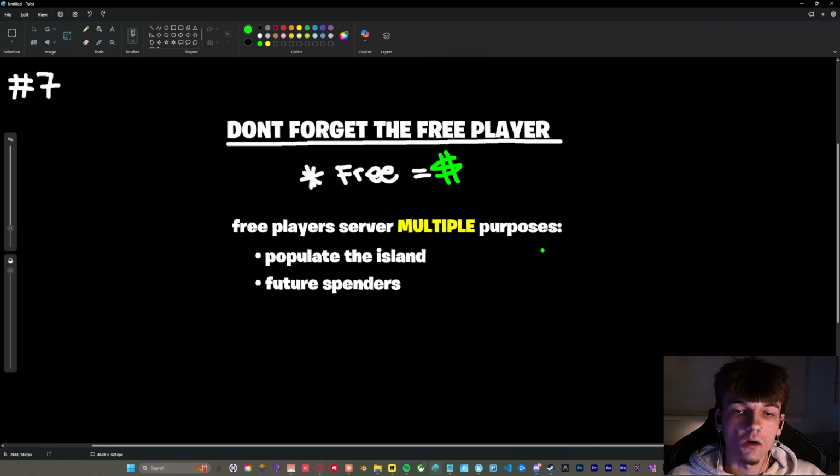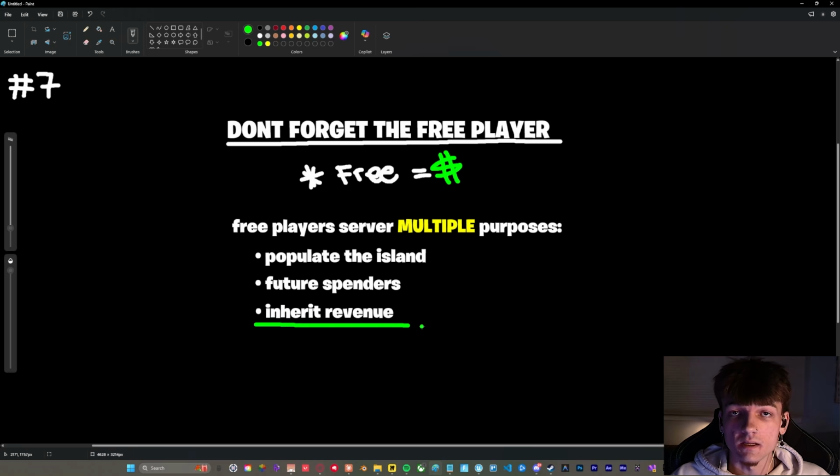They also are future spenders. Like I already mentioned, any free player has the potential to buy an item at any point. It really just depends on how you market it to them and if they have enough investment into the map to where it feels like a good purchase. And the third and final thing is that they inherently make revenue. Despite all of the amazing possibilities that we have within island transactions, we do still get paid for retention. So the longer we can keep the free players on the map, the more revenue we're going to be making in return.